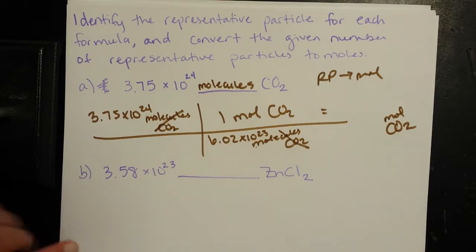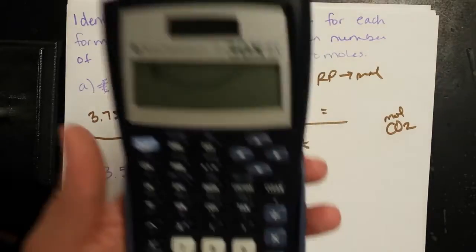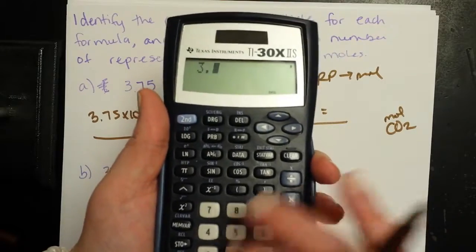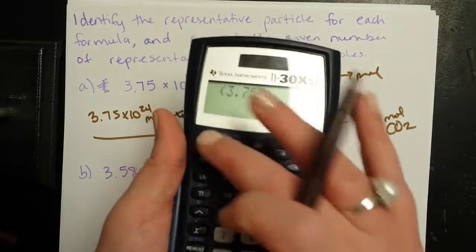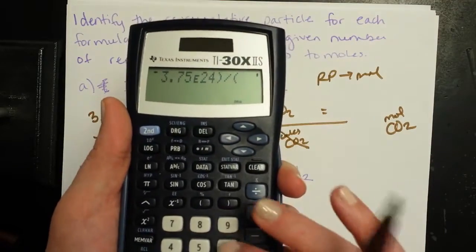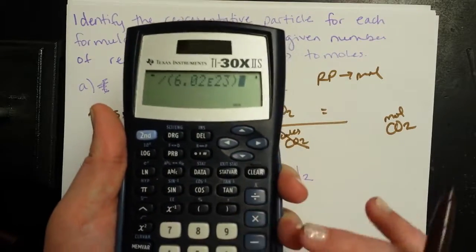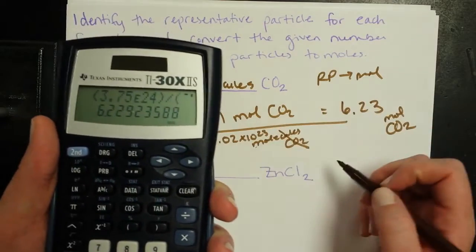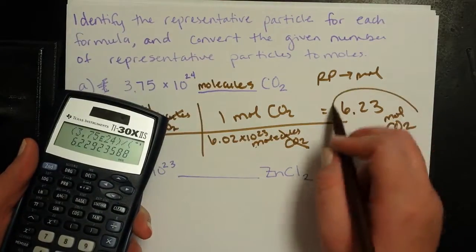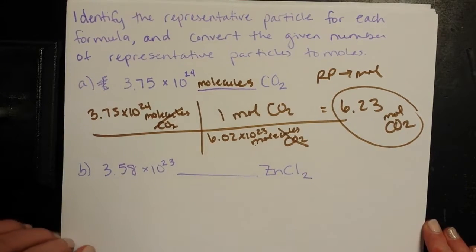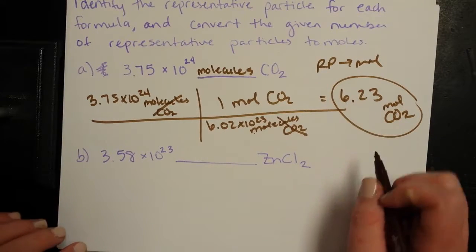All right, so here I'm going to divide by Avogadro's number. So I'm going to take 3.75, oops, I should use parentheses, 3.75 times 10 to the 24 molecules of CO2. I'll divide that by Avogadro's number. We get 6.23 moles of CO2. So if I have that many molecules of carbon dioxide, I've got that many moles of carbon dioxide present. It's a much easier number to deal with.